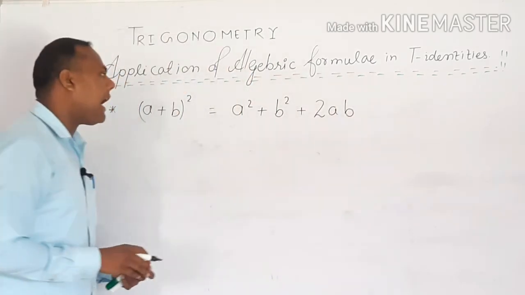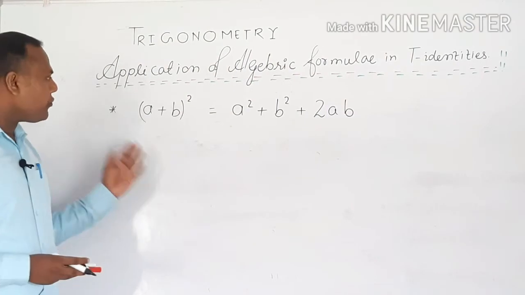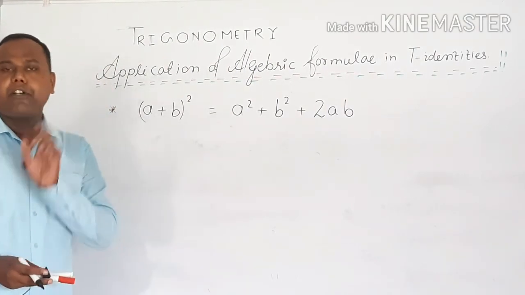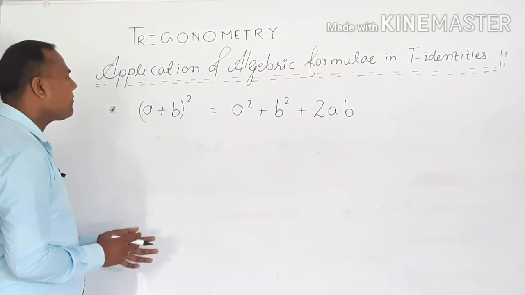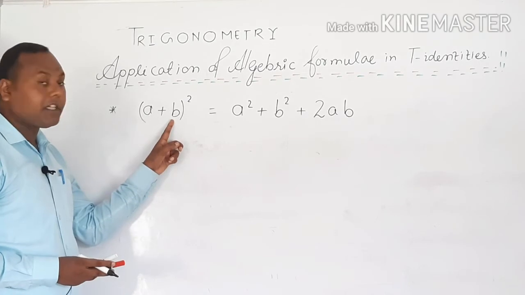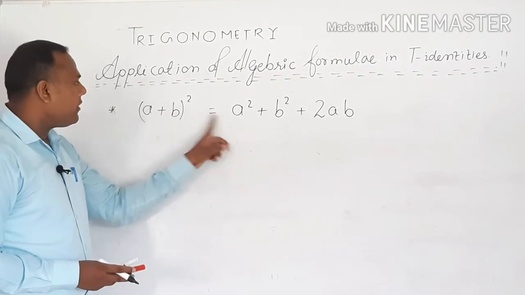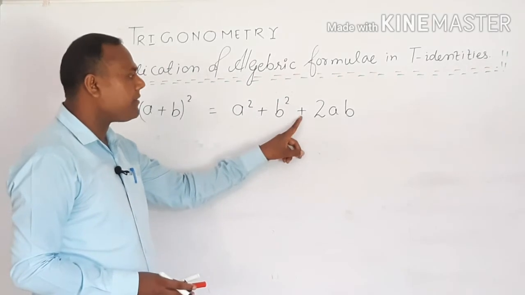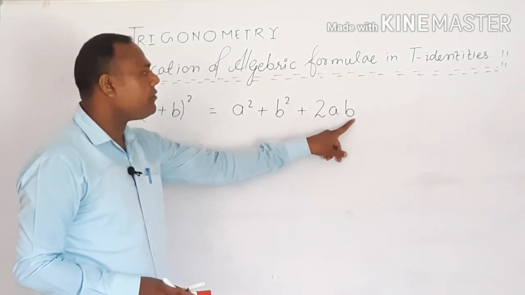How can we use this formula in various ways? It is an important thing, such as a plus b the whole square. That means this is the first term and this is the second term. So first term the whole square plus second term the whole square plus twice of first term into second term.